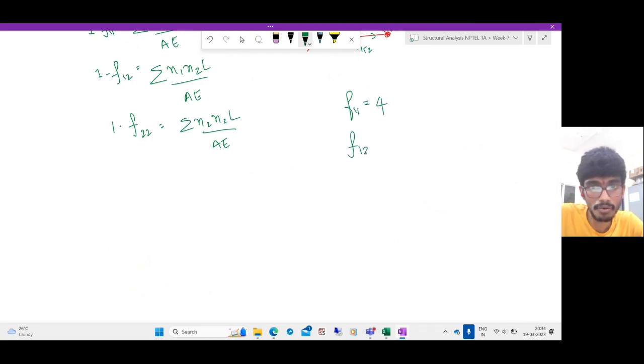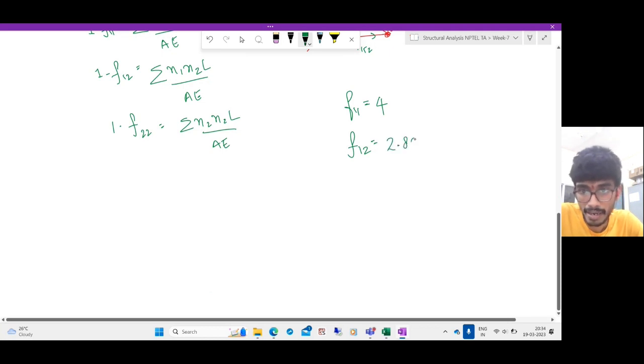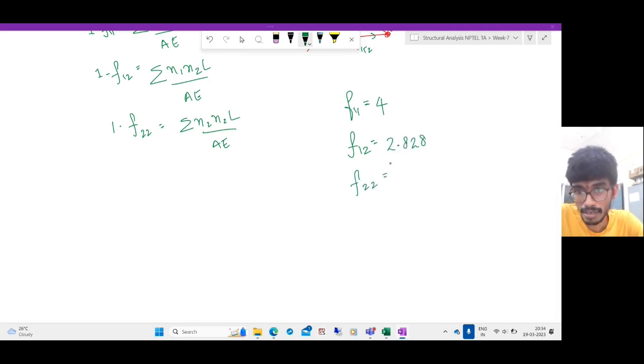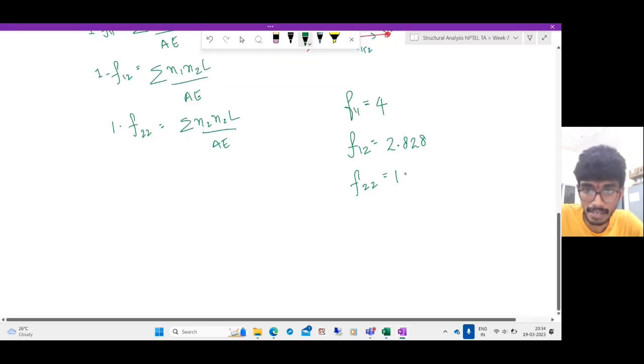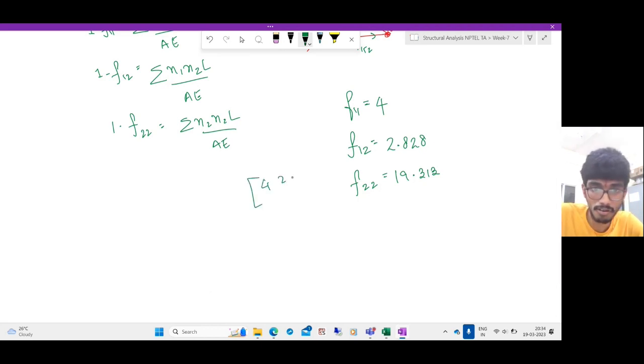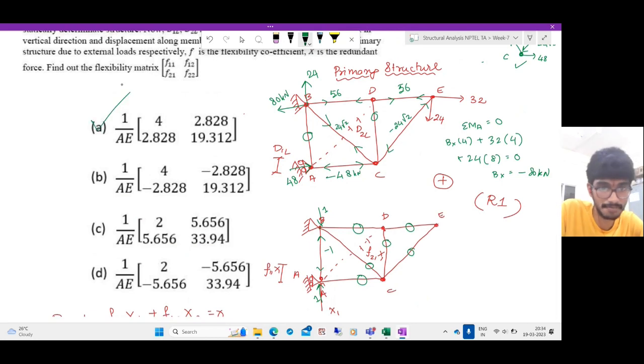What is F12? N1 N2 L by A is 2.828. And what is F22? F22 is nothing but N2 N2 L by A, which is 19.313. Now, if we arrange it in a matrix, we get 4, 2.828, 2.828, 19.313. So this is our flexibility matrix. What does it match with? 4, 2.828, 2.828, 19.3. So this is the correct answer.